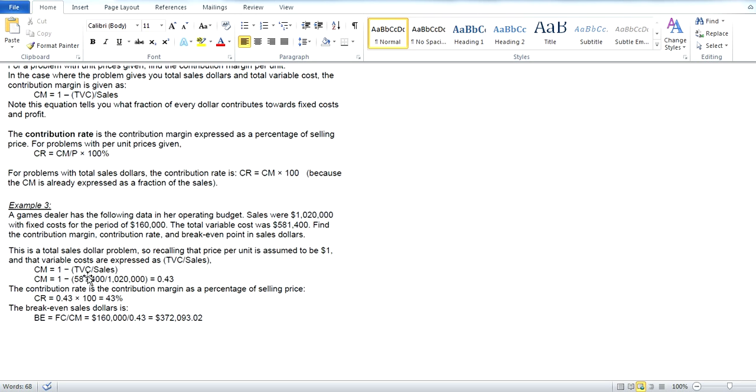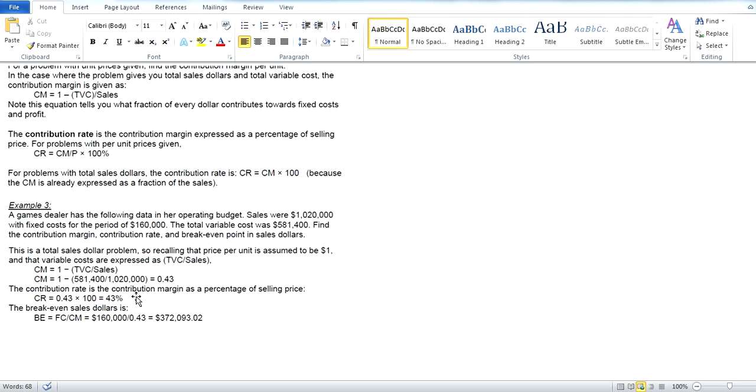So 1 minus 0.57 will give you a contribution margin rate of 0.43. The contribution rate is the contribution margin as a percentage of the selling price. So the contribution rate is 43%. Okay, we have 43% remaining to cover our fixed expenses. 43% of the selling price. That's what we're figuring out here.